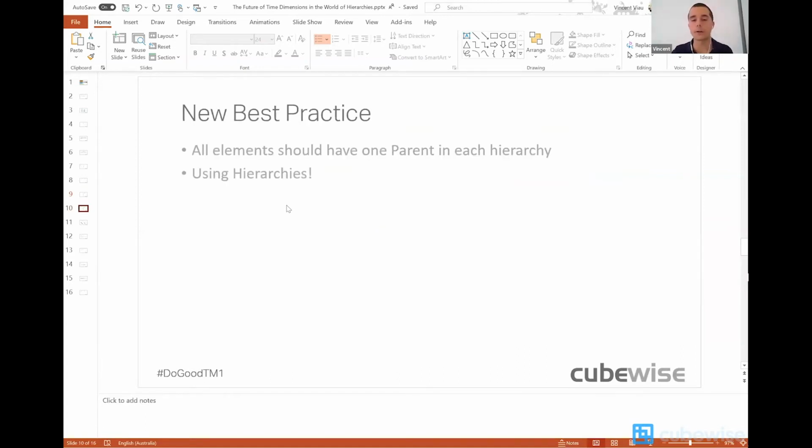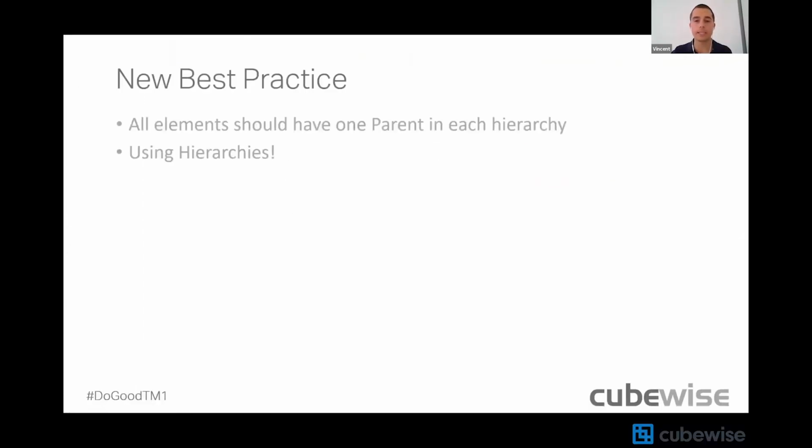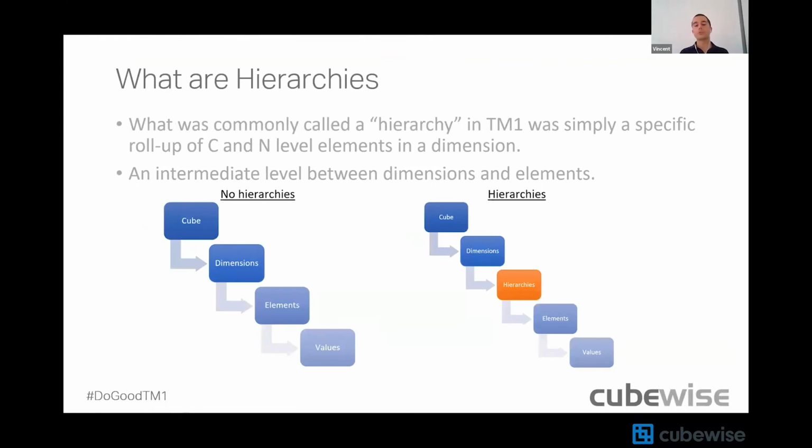What is a hierarchy? Hierarchies have been introduced with Planning Analytics. What we used to call a hierarchy in TM1 was simply a specific roll-up of consolidated elements. What I was showing previously, with a dimension with the consolidation years and consolidation months in the same dimension, we used to call this a hierarchy, but it's actually just a set of roll-ups of consolidated elements. What you should call hierarchies now is a new intermediate level between dimensions and elements.